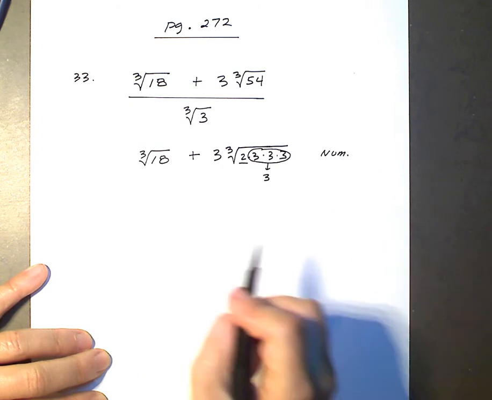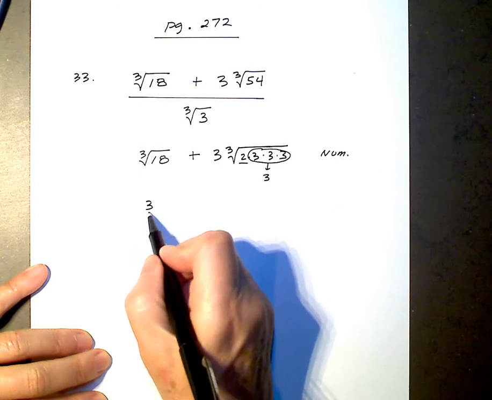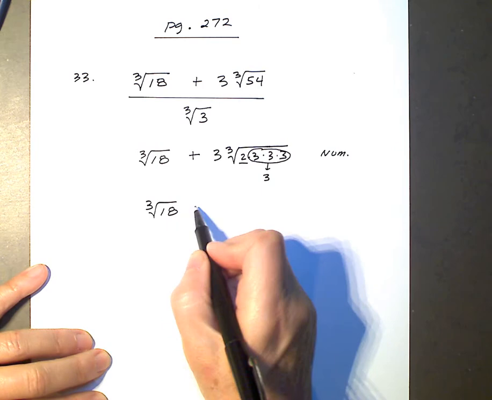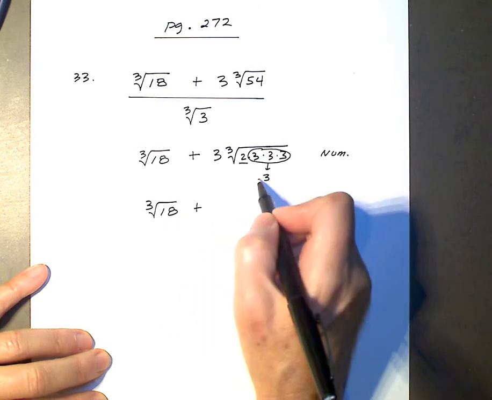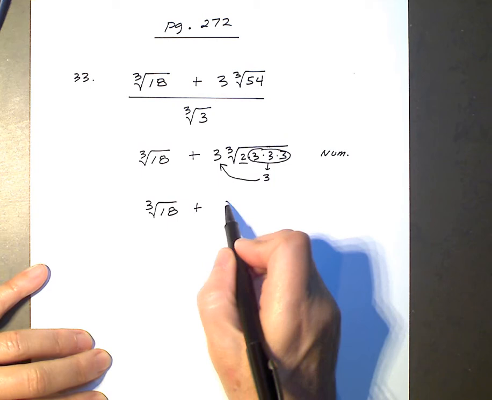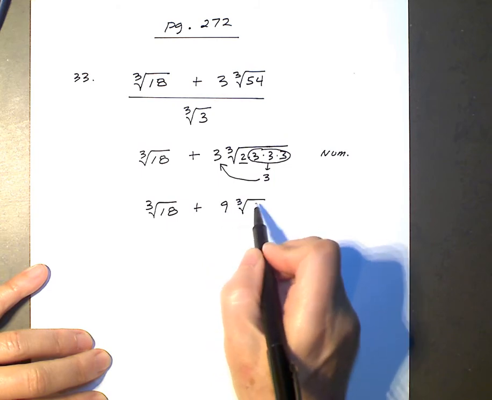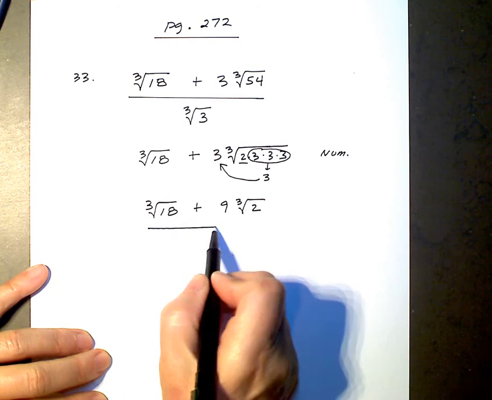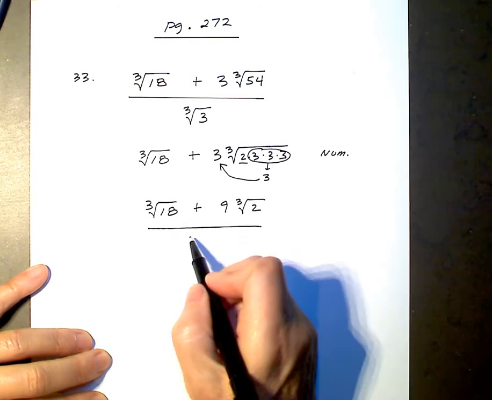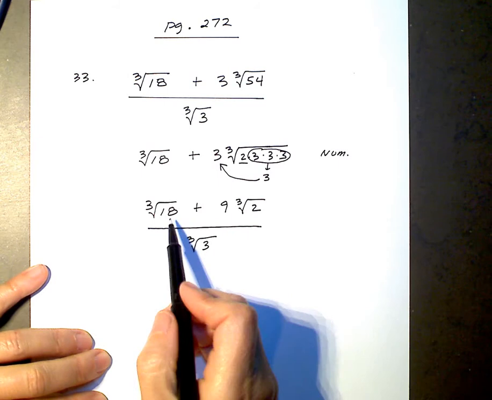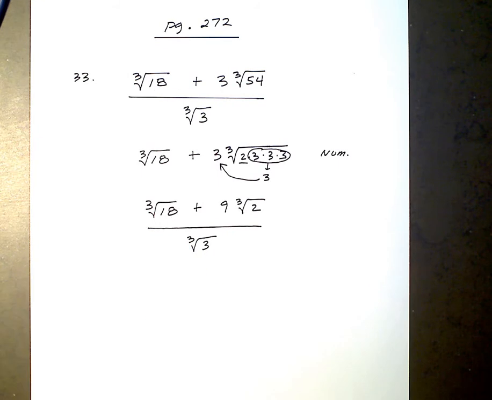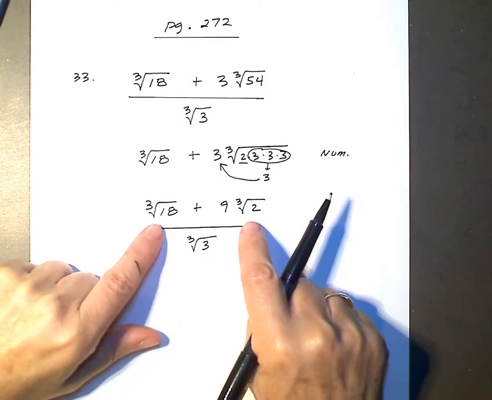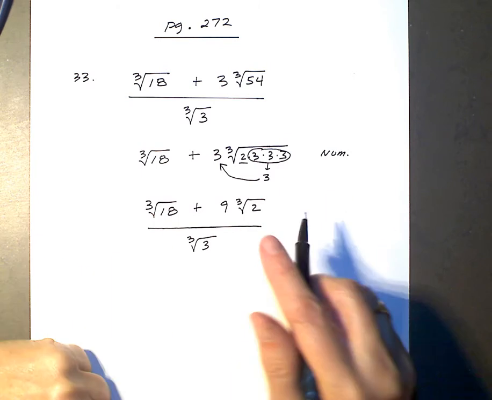So let's say the numerator is going to be the cubic root of 18 plus this 3 now is going to multiply by that 3, so 9 times the cubic root of 2. And that's all over the cubic root of 3. Now there's no cubes again in the 18 that can be taken out, so I'm just going to leave it as 18 for now. We'll break it apart later. So I guess now, given that I can't combine these in any way in the numerator, I'm going to go ahead and start to rationalize the denominator.